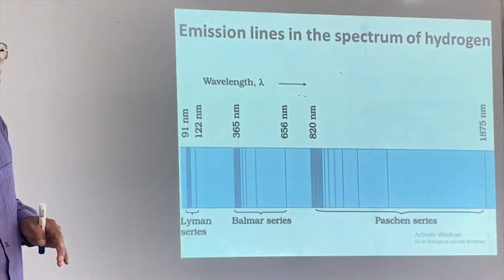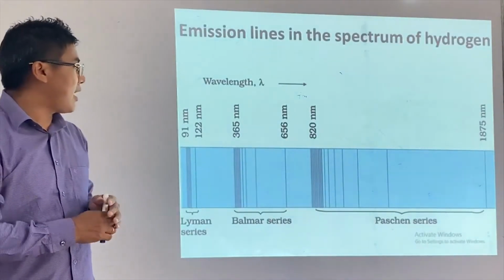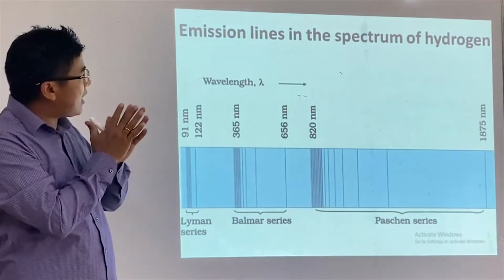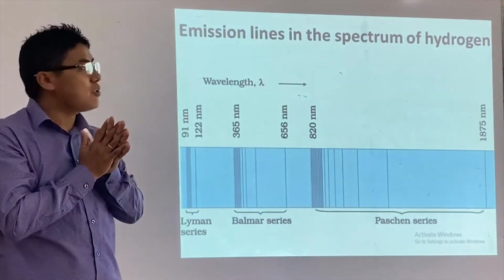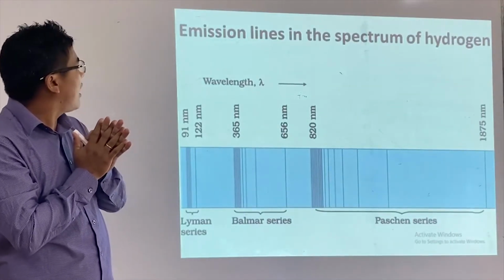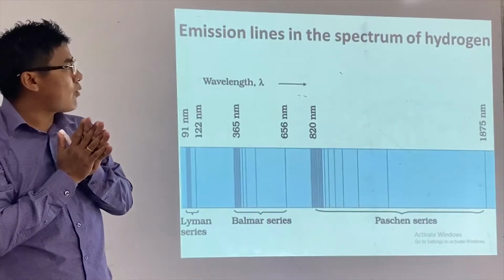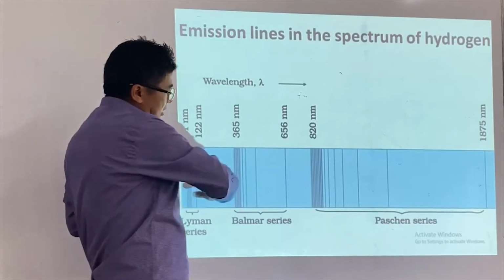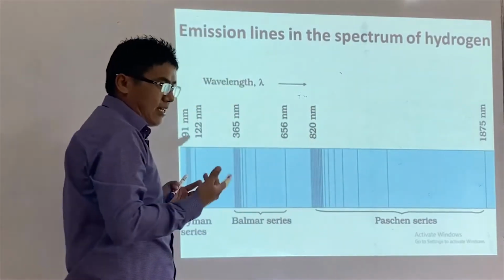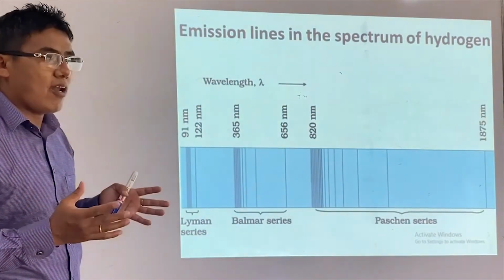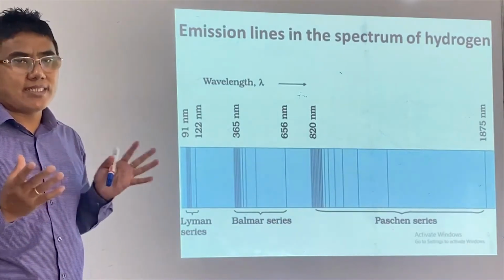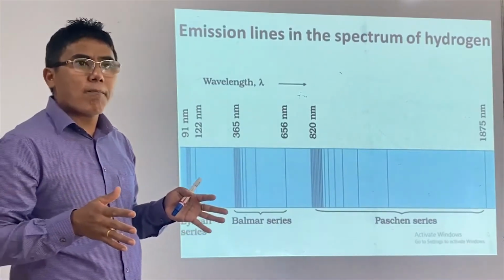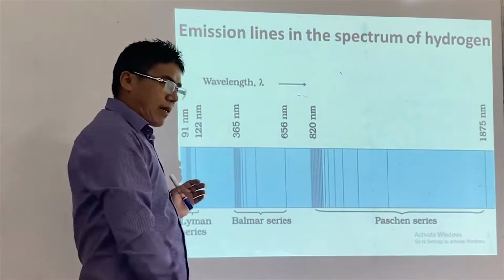Okay, now look at it. Now we would like to study a hydrogen atom, right? The emission line spectrum of hydrogen atoms. So look at here, this is what we get out of hydrogen atoms. If I allow a hydrogen atom to excite at very low pressure, we are going to get these spectra.